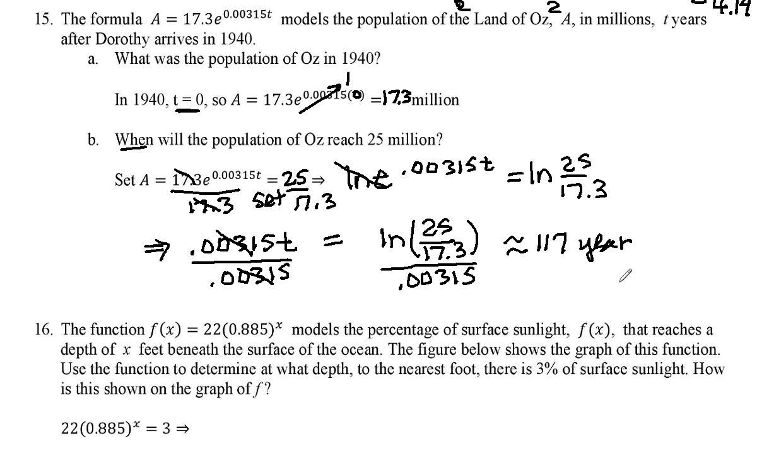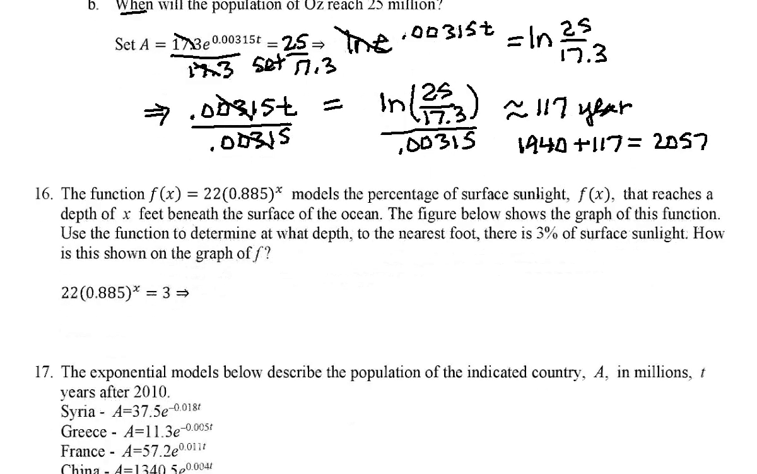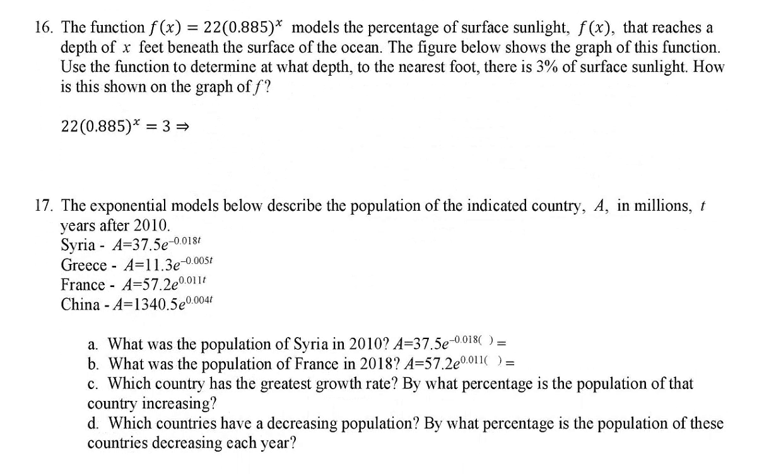And that's after 1940. So they're asking when? Well, 117 years after 1940. So 1940 plus 117 years later. So that's going to be in the year 2057. So I've got to wait till 2057 before Oz reaches 25 million. So they're growing a little slower than the minions were. All right, we're getting there.